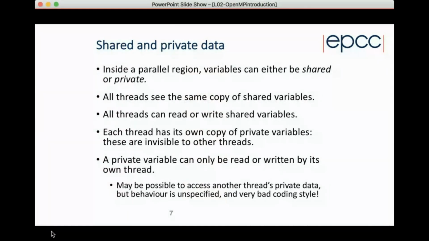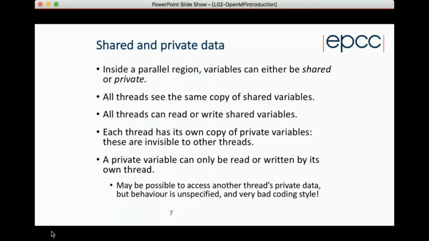Let's now think a bit about shared and private data. When we're inside a parallel region, variables that are accessed can either be shared or private. That behaves as you'd expect. All threads see the same copy of shared variables, and all threads can read and write them. Each thread has its own copy of private variables, and these are supposed to be invisible to other threads. That's mandated by the specification: you are not allowed to try and access another thread's private variables.